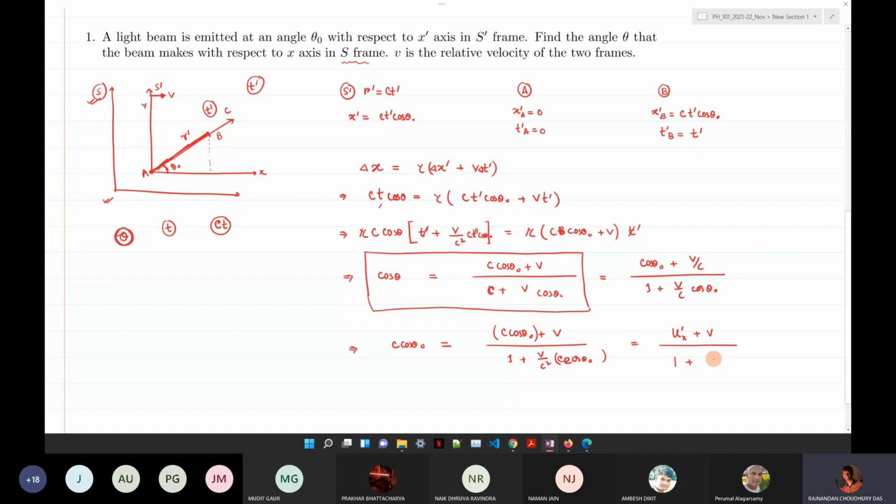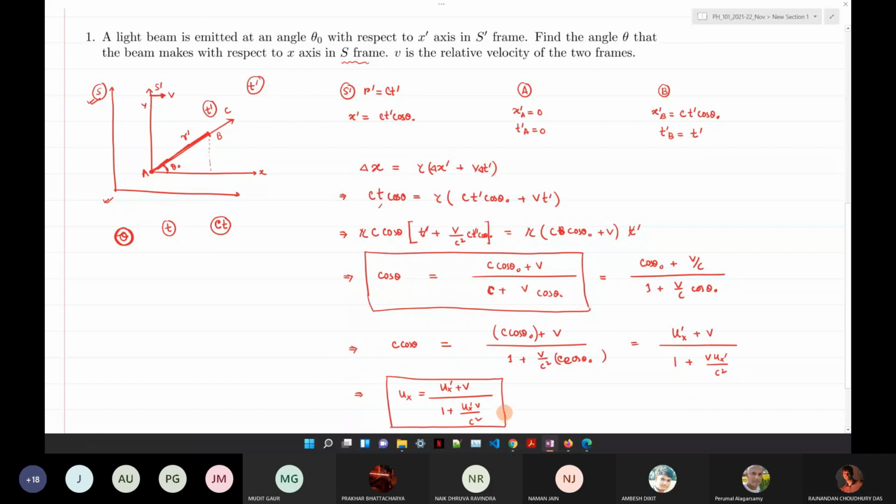So v into ux prime by c square. Now this c cos theta was, this is actually ux. Now if you see it nicely, you get that the speed in the S frame is related to S prime as this. So actually this is the velocity addition formula you will be getting soon in the next classes.